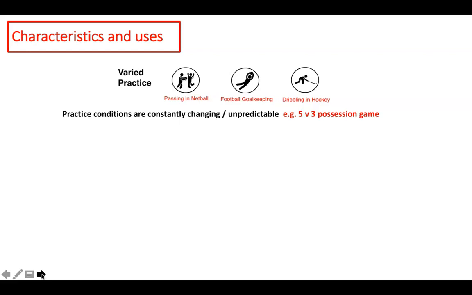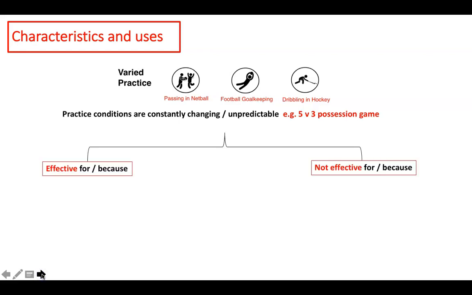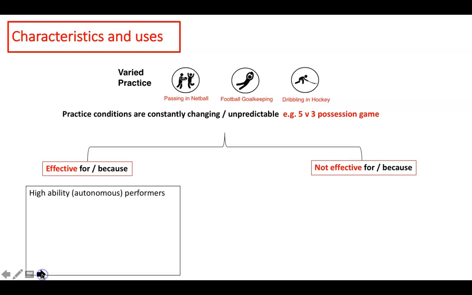I've got examples there of passing in netball, football goalkeeper, dribbling in hockey. We can also think of a 5v3 possession game where there is constant unpredictability. The environment is constantly changing during that 5v3 possession game. So who is this effective for? Who is it not effective for? It's effective for high ability autonomous performers.